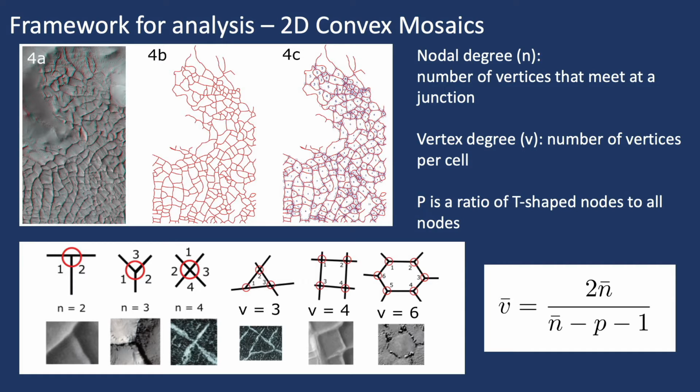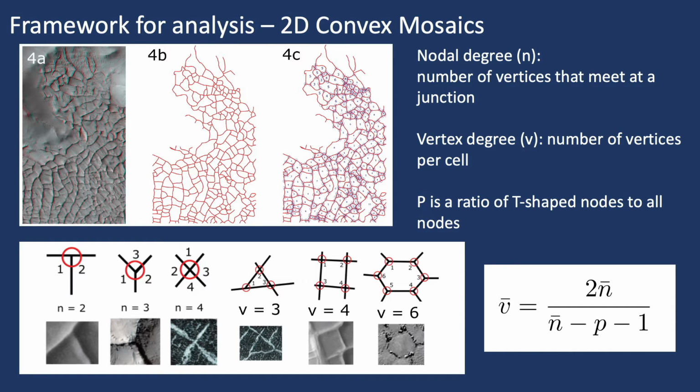which is a measure of the number of corners for a given junction in our network, and vertex degree, or v, which is a measure of the number of corners in a given cell. For example, a T-shaped junction has nodal degree equal to 2 because there are two corners that meet at that junction. And a square has a vertex degree of 4 because it has 4 corners.